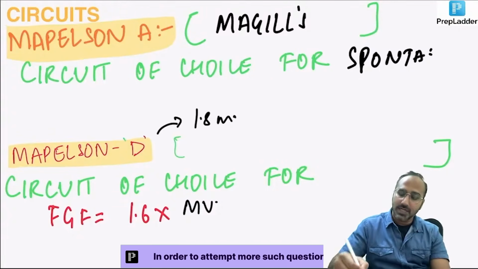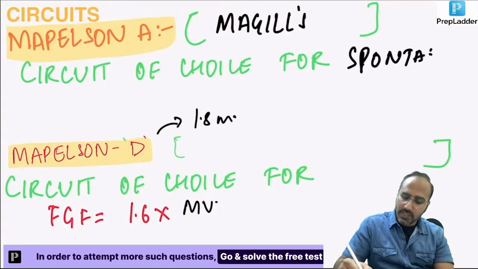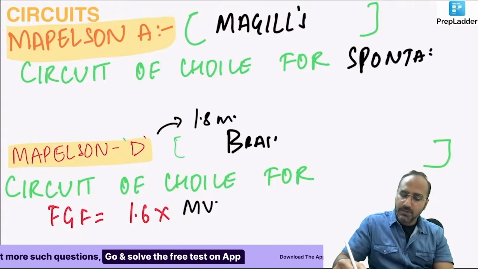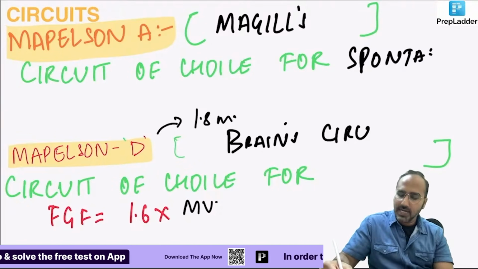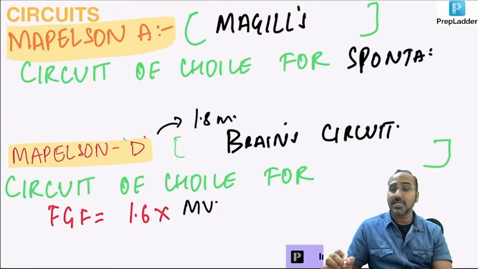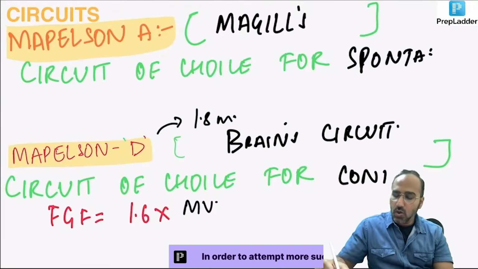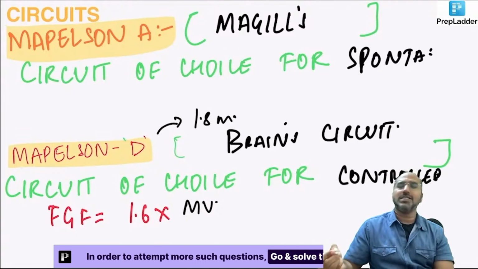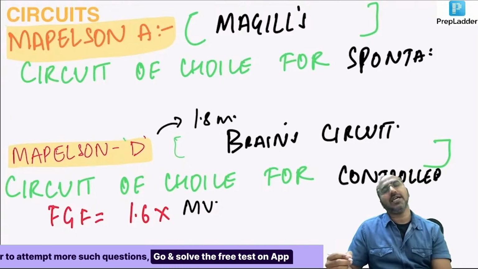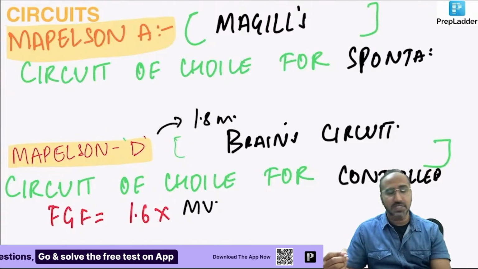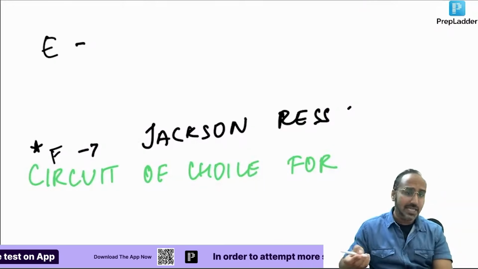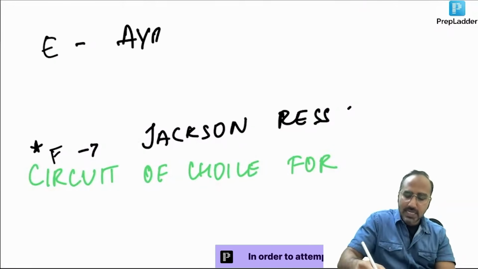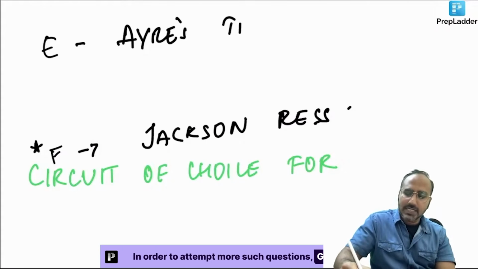Next, Mapleson D circuit, also called what circuit? Also called the Bain circuit. This is the circuit of choice for controlled ventilation. Here, in order to avoid rebreathing, the fresh gas flow should be equal to 1.6 times the minute volume. Mapleson E is also there, which is also called the Ayre's T-piece.